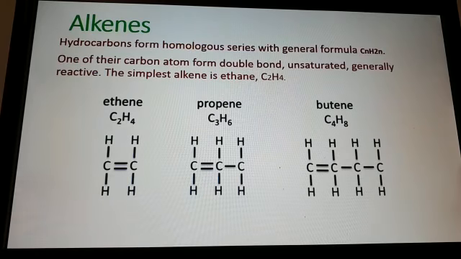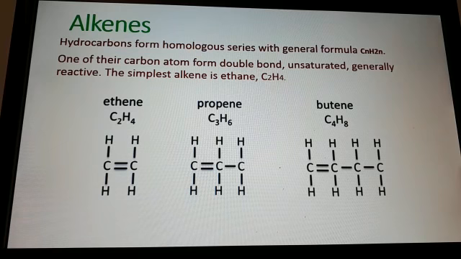And now we are discussing alkenes. What are the properties of alkenes? Alkenes are hydrocarbons that form a homologous series with the general formula CnH2n. Two of their carbon atoms form a double bond. It is unsaturated. Generally reactive. The simplest alkene is ethene, C2H4. Here it is showing C2H4 ethene, C3H6 propene and C4H8 butene.